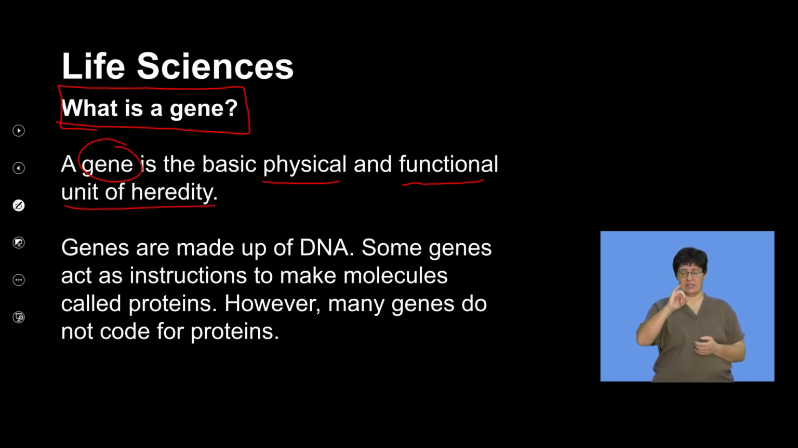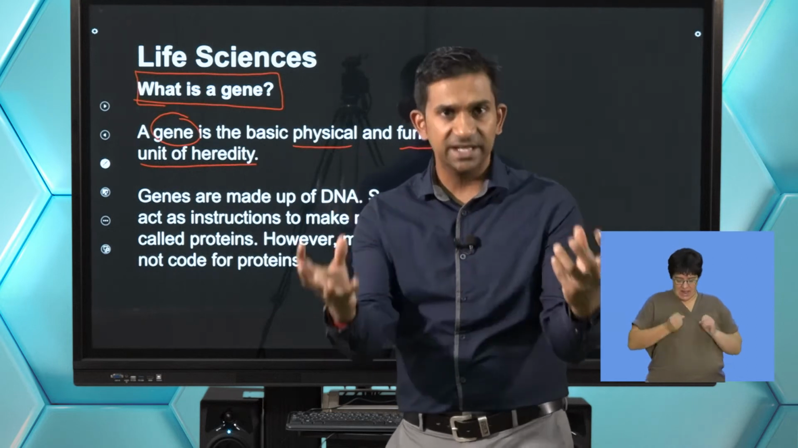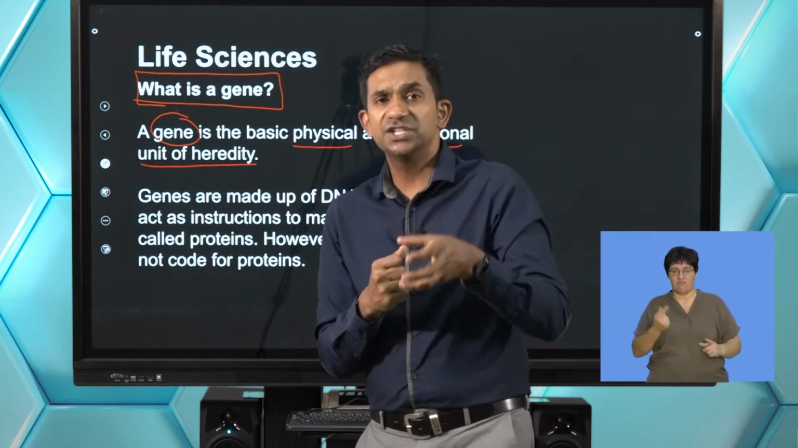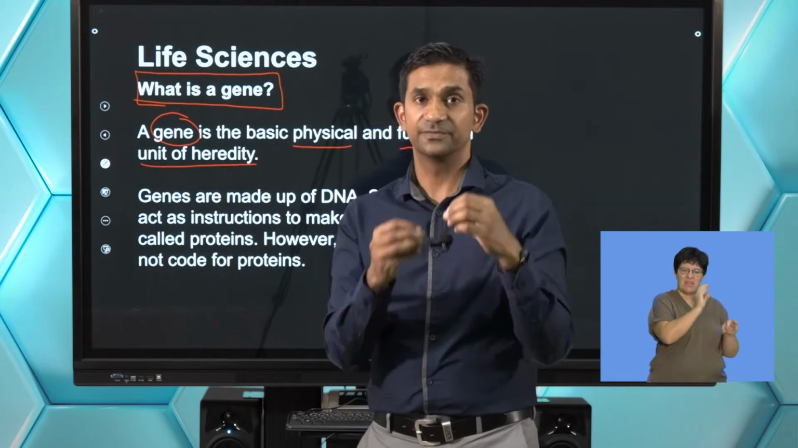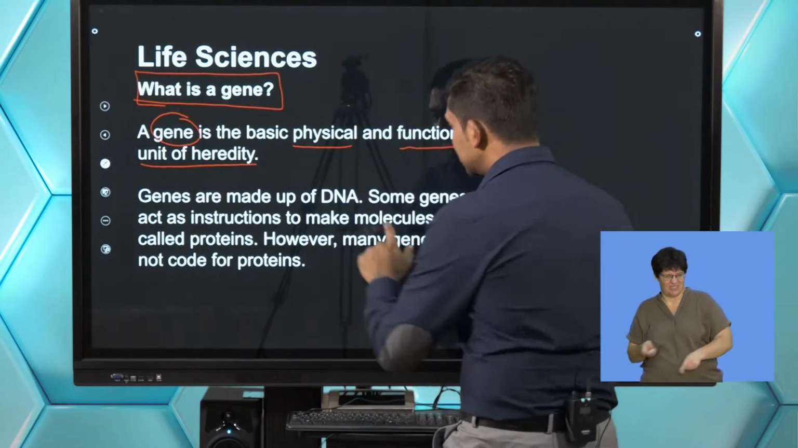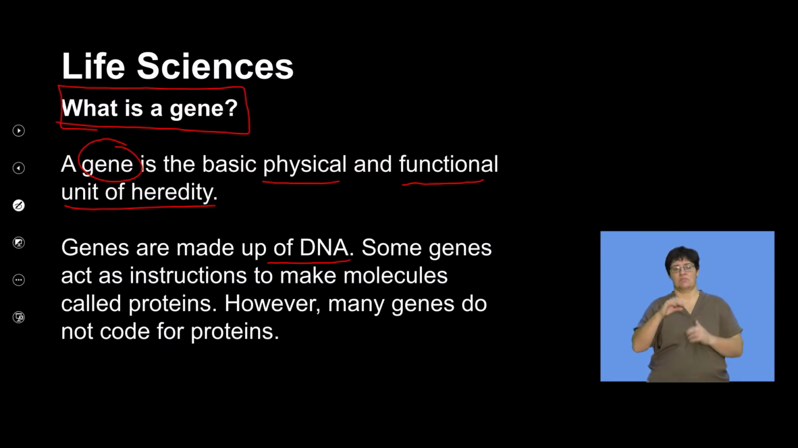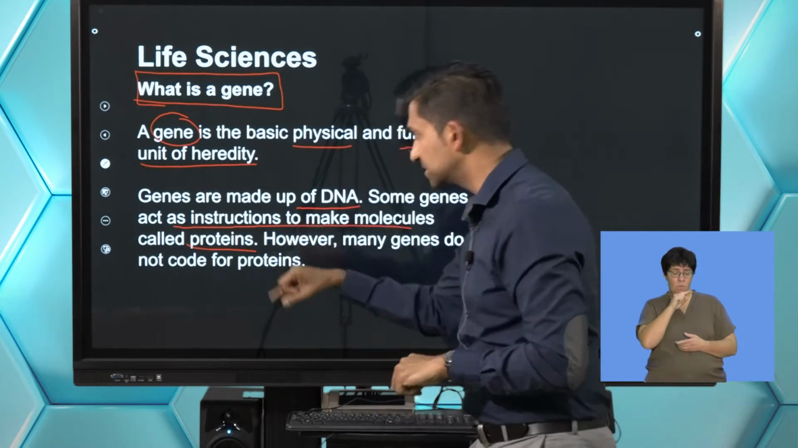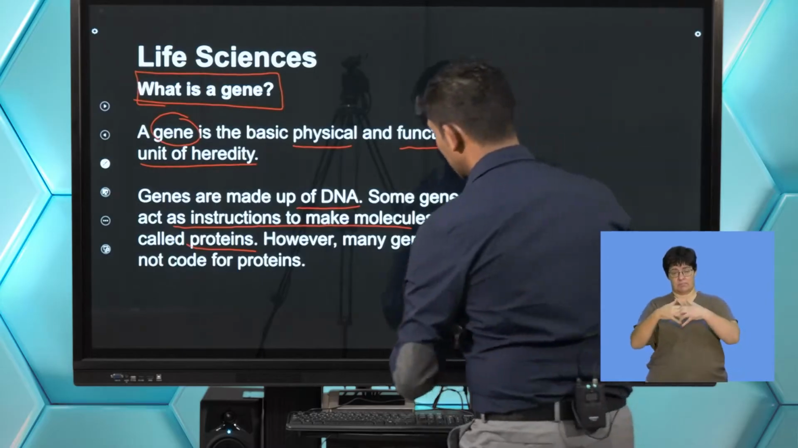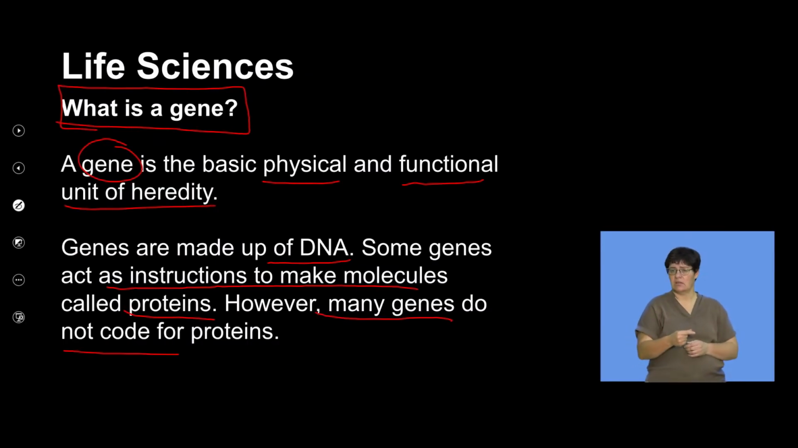So this is essentially how information is passed down from one cell to the next cell during cell division, as well as from one generation to the next generation in terms of reproduction. So genes are made up of DNA. Some of these genes basically act as instructions to make molecules called proteins. So in our future installments, we will look at a process of protein synthesis. And so genes code for the information to make specific proteins. We also know that genes do not code for proteins in some instances. They code for how cells express themselves or how certain processes occur in a cell. So we're going to have to look at that as well.